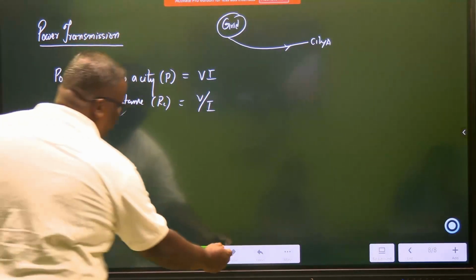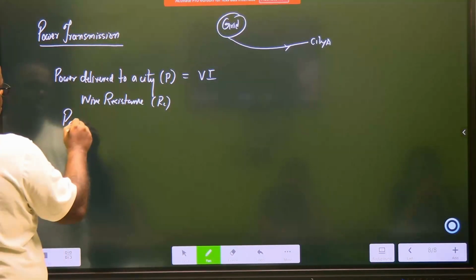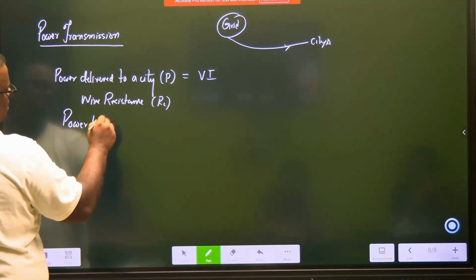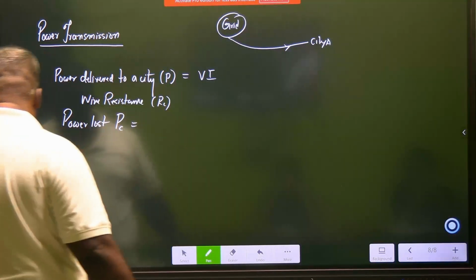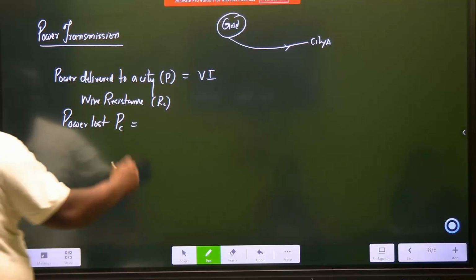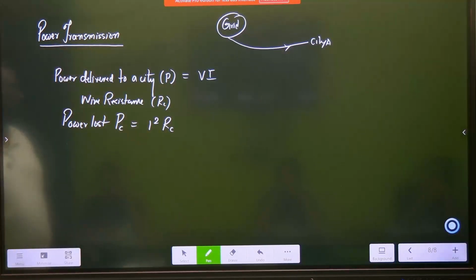Okay, let's not put here directly. Okay, now power lost is PC, and lost power will be calculated as I square RC. Is this much clear? Power lost is I square RC.